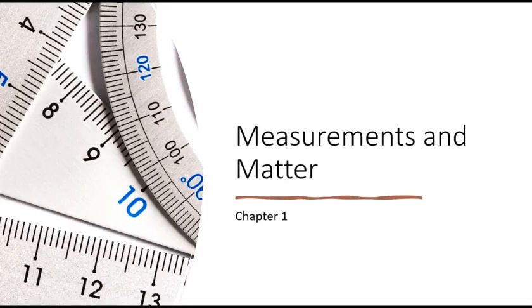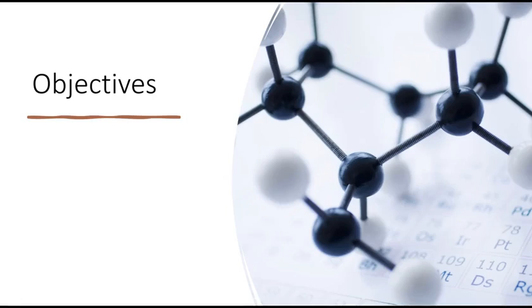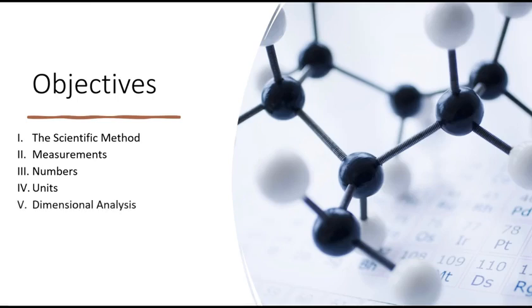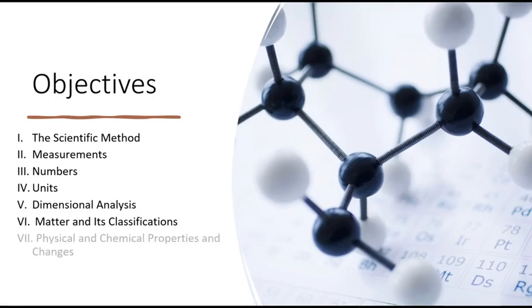Measurements and Matter, Chapter 1. The objectives in this chapter include: 1. The scientific method, 2. Measurements, 3. Numbers, 4. Units, 5. Dimensional analysis, 6. Matter and its classifications, and 7. Physical and chemical properties and changes.